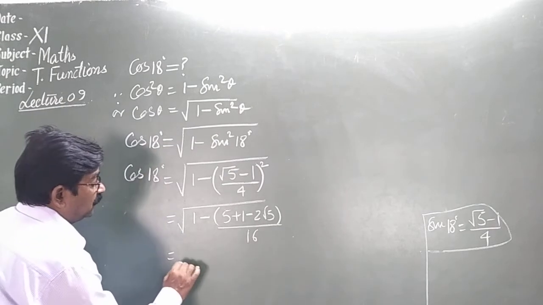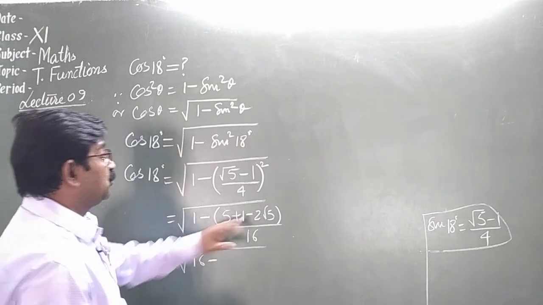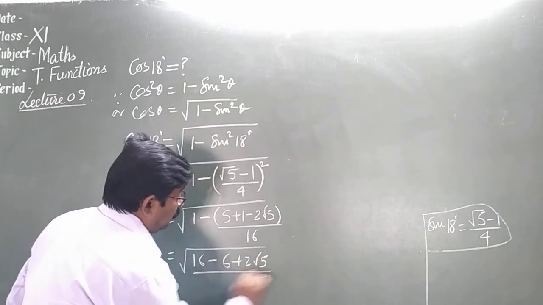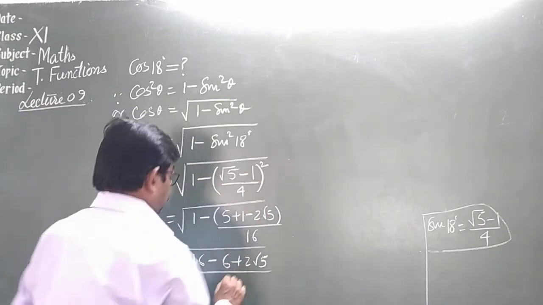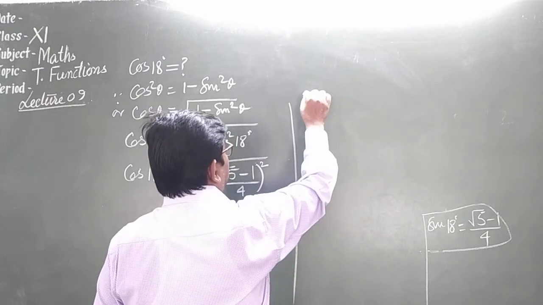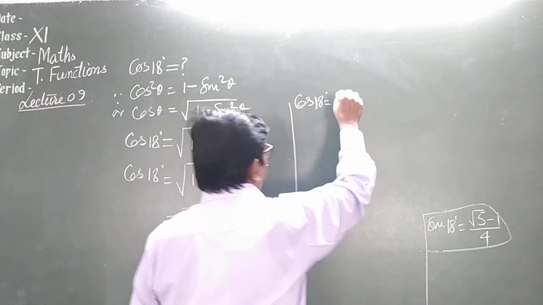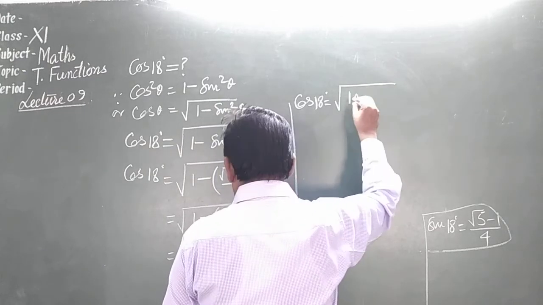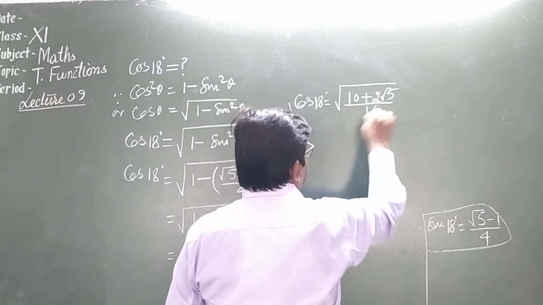Take the LCM. We have under root (16 minus (5 plus 1, that is 6, minus 2 under root 5)) upon 16. This is 10 plus 2 under root 5. So cos 18 degree is equal to under root (10 plus 2 under root 5) upon 16.